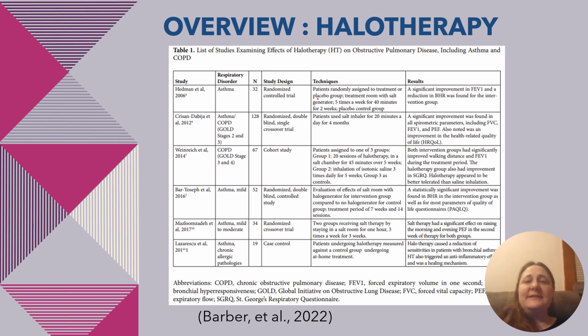In Hedman's study in 2006, the study was done on asthma. The scientists used a randomized controlled trial and 32 patients who had asthma. The patients were randomly assigned to either the placebo group or the study group, and they were in a room with a generator 5 times a week for 40 minutes for 2 weeks. The end result was a significant improvement in the amount of air breathed out over 1 second.